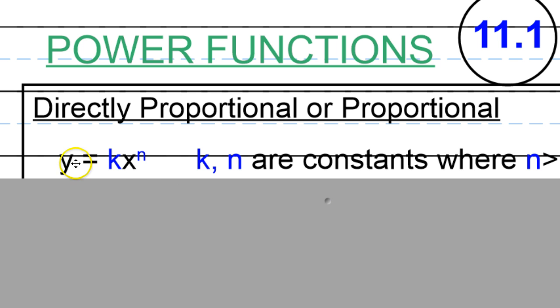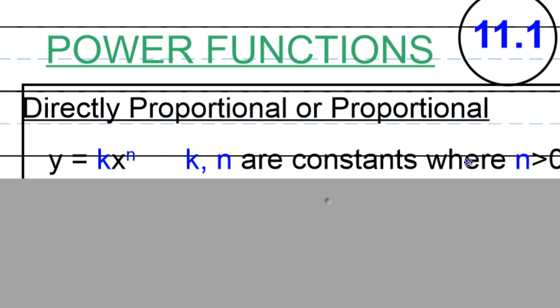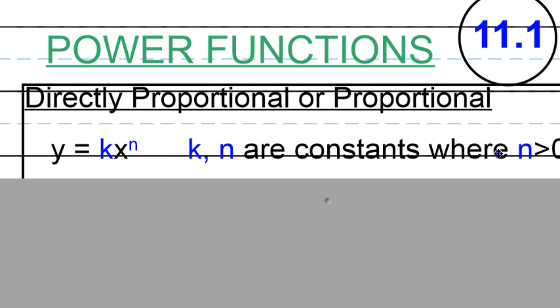If I have two variables, y and x are directly proportional when y can be found by taking k, which is a constant, and multiplying it times x to the power of n, which is also a constant. It's important to know that in this case, n has to be greater than 0 in order for it to be a directly proportional relationship.